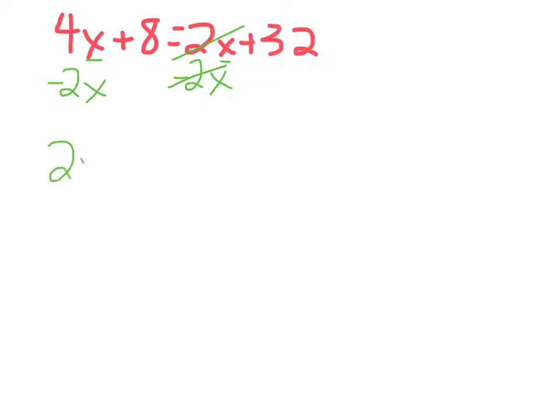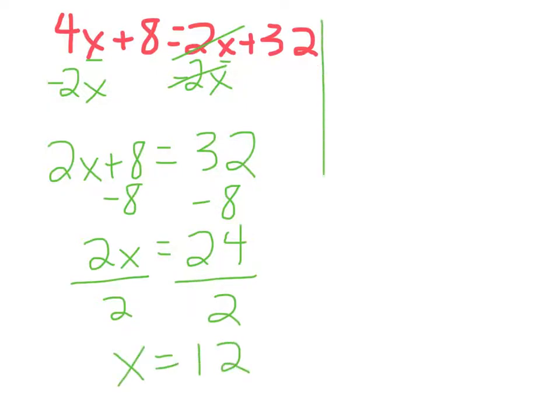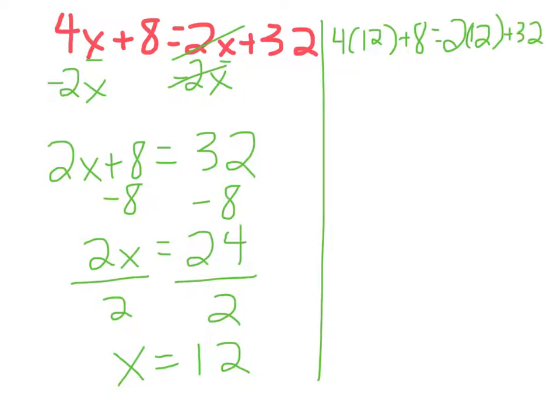Over here I have 2x plus 8 equals 32. Now I have a two-step equation, minus 8, minus 8. 2x equals 24. Divide by 2, divide by 2. x equals 12. Now to check it. 4 times 12 plus 8, and see if that equals 2 times 12 plus 32. That gives me 48 plus 8, which is 56. And over here I have 24 plus 32, which is 56.